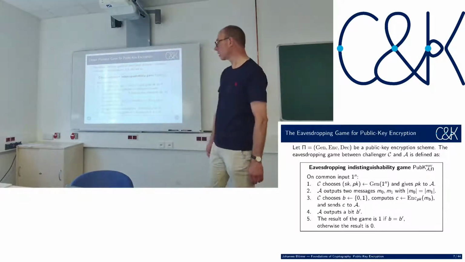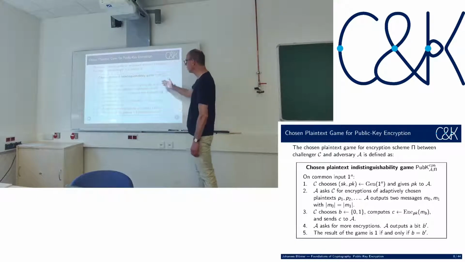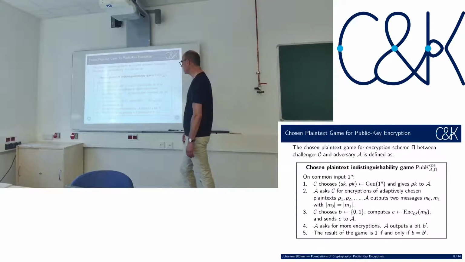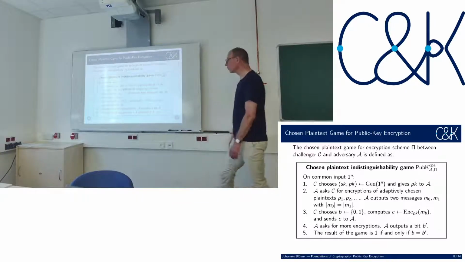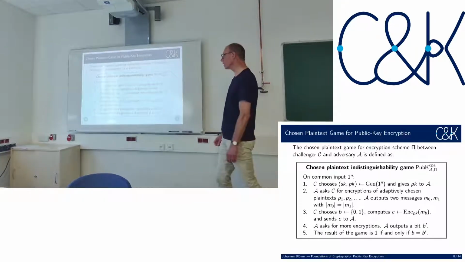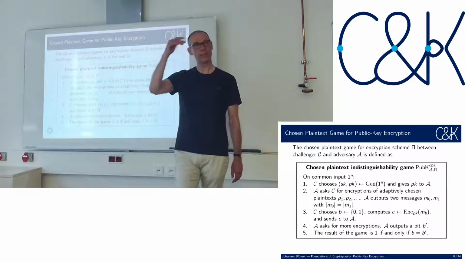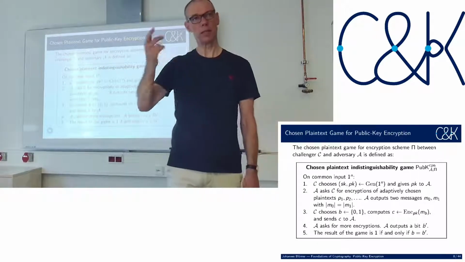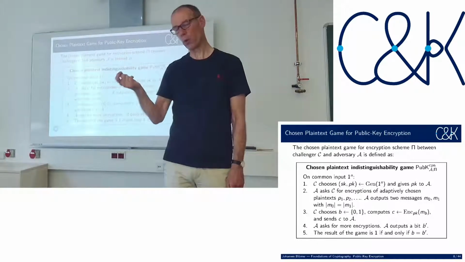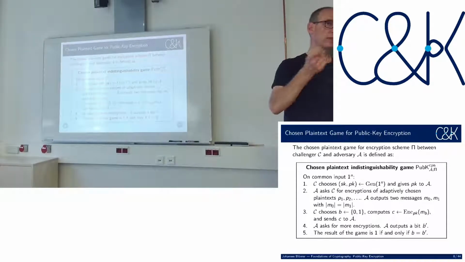And here we have again the common input 1 to the n. C generates the keys. It gives pk to A, and A asks for encryptions of adaptively chosen plaintexts and gets the corresponding ciphertexts. Adaptively chosen. After having chosen P1, it can first wait for the answer from C, then depending on the encryption, it can pick P2 and so on.